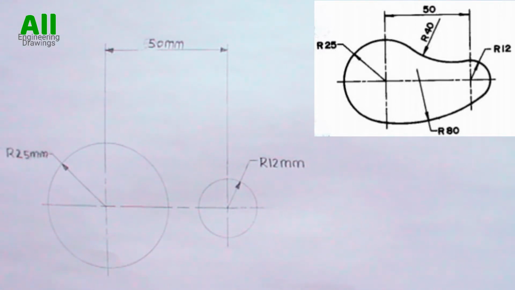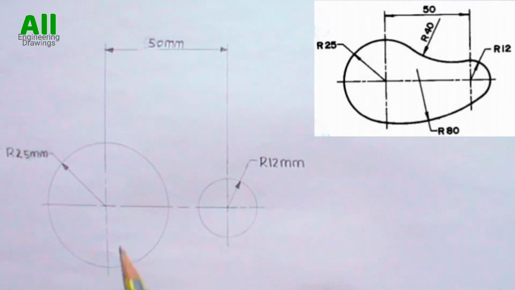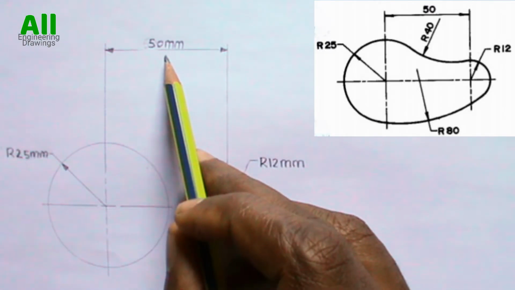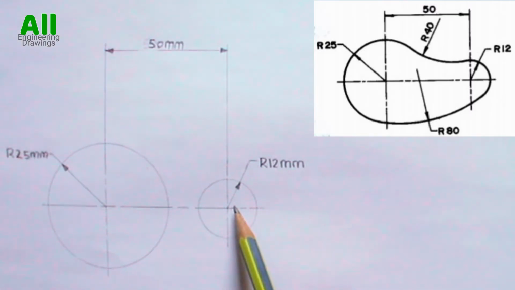To solve the above tangency problem, you have to first draw the layout this way. As you can see, the distance between the center of these two circles is 15 mm, the radius of this circle is 25 mm, and the radius of this circle is 12 mm.